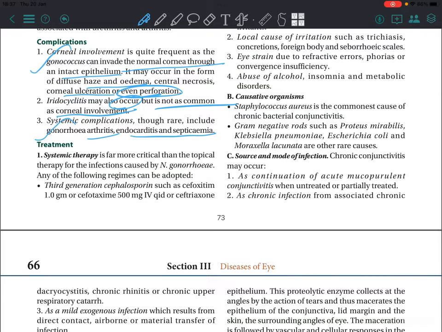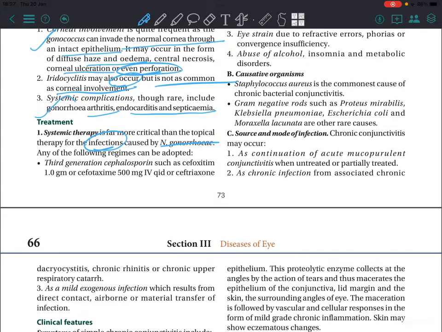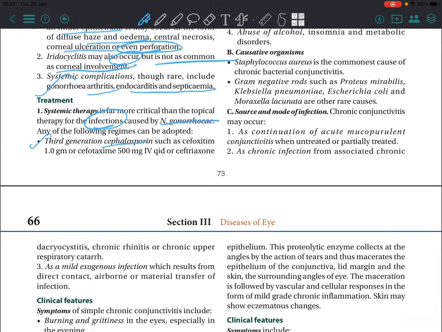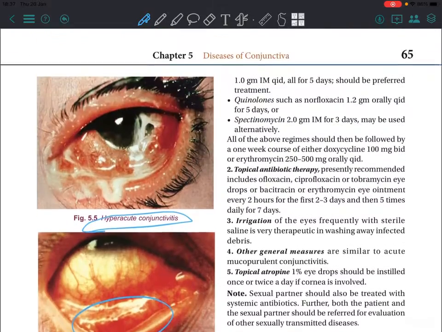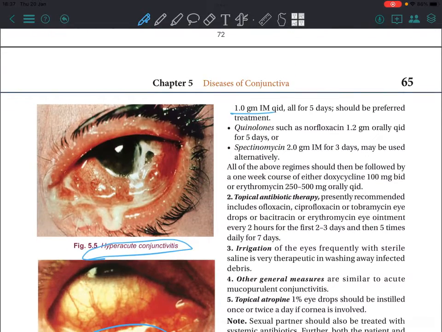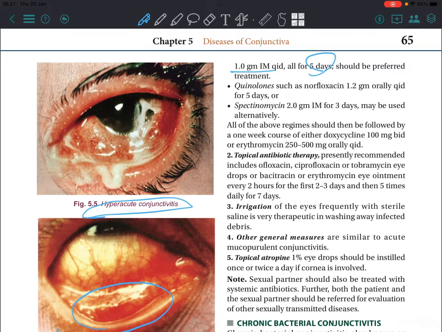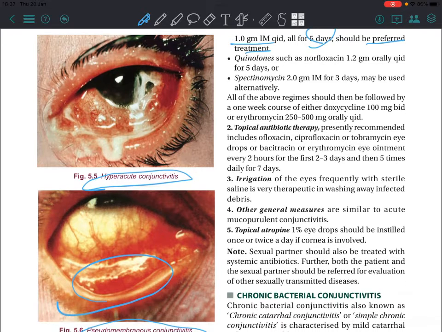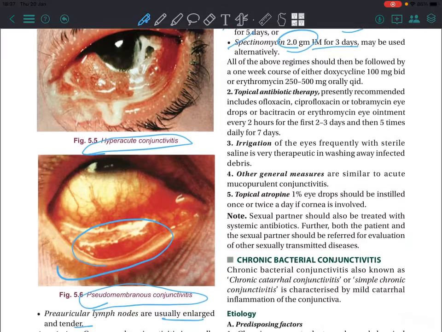Treatment: systemic therapy is far more critical than topical therapy for infection caused by Neisseria gonorrhoeae. Any of the following regimens can be adopted. Third generation cephalosporins such as cefoxitin 1 gram, cefotaxime 500 mg IV QID, ceftriaxone 1 gram IM QID, all for 5 days should be the preferred treatment. Quinolones such as norfloxacin 1.2 gram orally QID for 5 days, spectinomycin 2 gram IM for 3 days may be used alternatively.